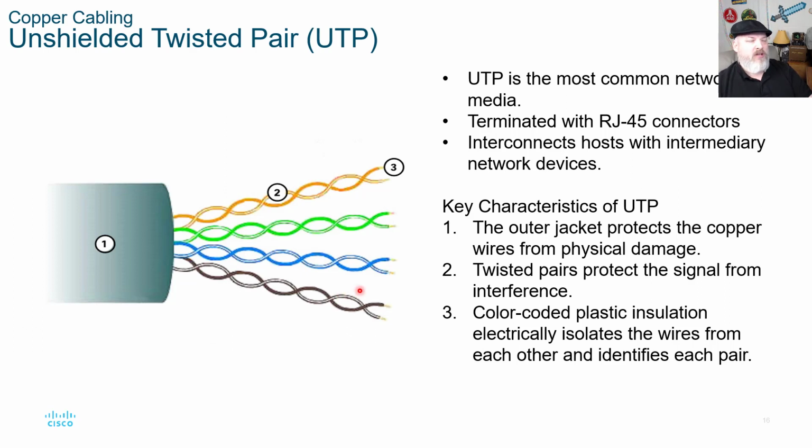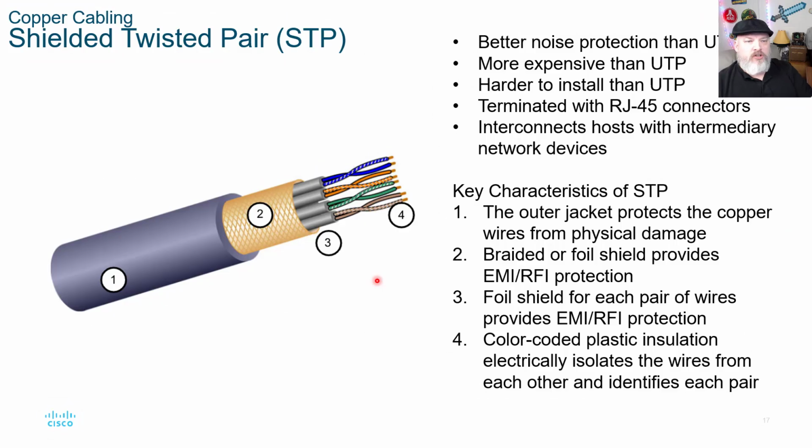In the labs, if you're doing this Netacad course, your instructor will show you some of this wire. And if you're in my lab, I'll show you some of this wire as well, and we'll do some cabling with that. The shielded twisted pair has the shielding around it, and it cuts down on the interference.